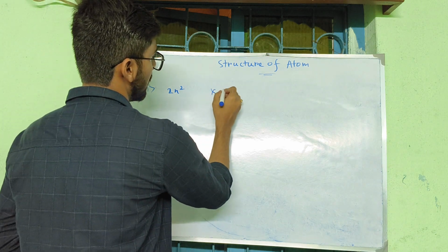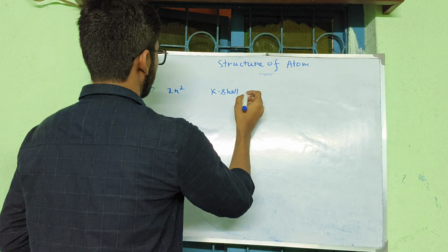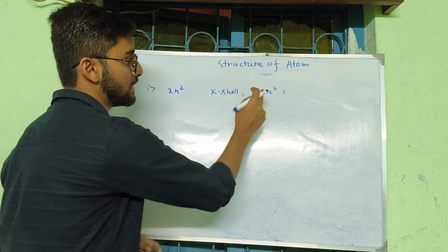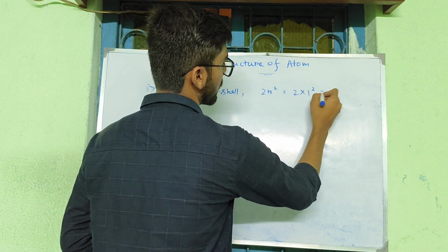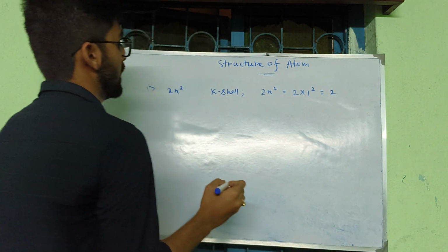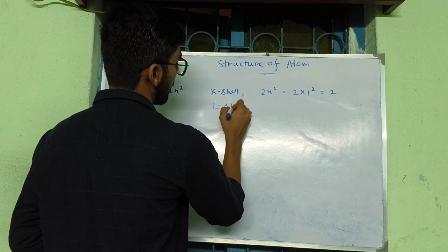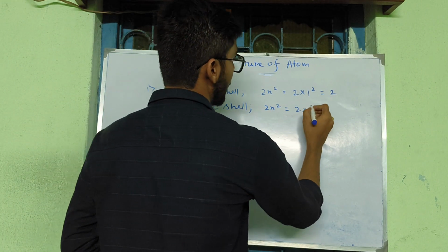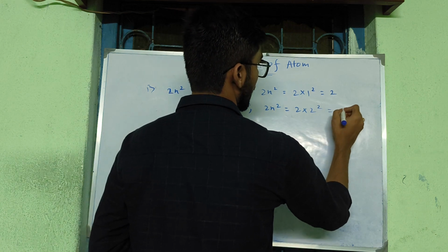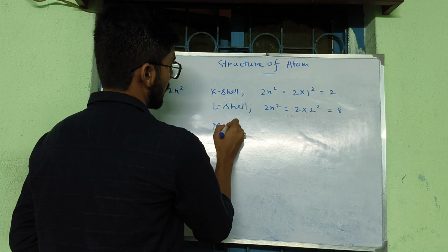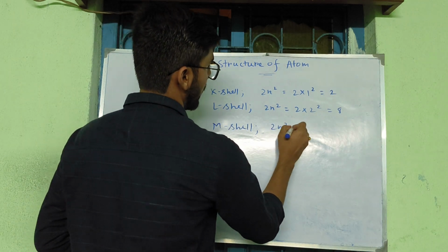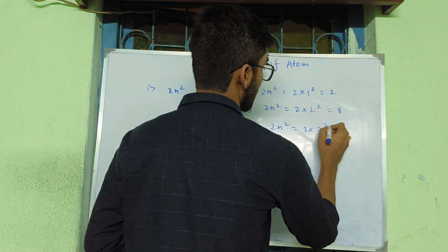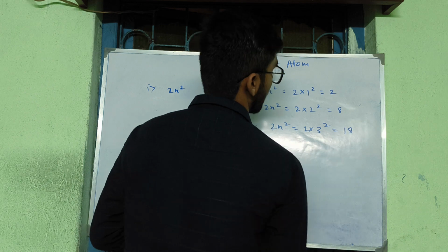In case of K shell, how many number of electron that is present? K shell, 2n square. For K shell, the value of n will be 1. So 2 into 1 square, that is maximum 2 electron present in K shell. In case of L shell, 2n square, 2 into, for L shell the value of n will be 2 square, that is 8. In case of M shell, 2n square, 2 into, the value of n will be 3 square, 18, and so on.